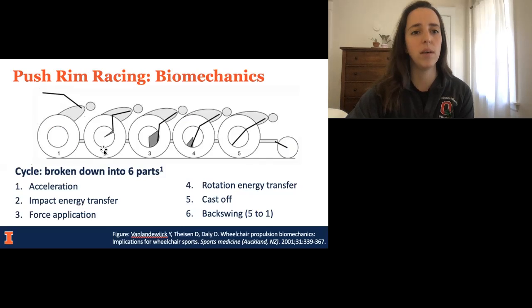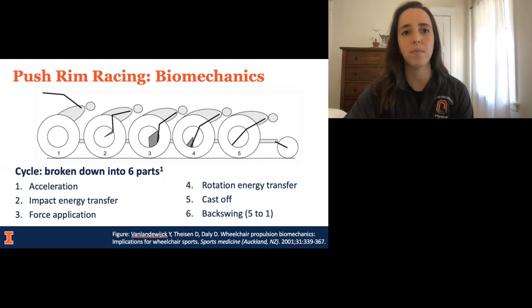And then you go into impact energy transfer, where your hands are hitting the hand ring. And then you go into force application, where you're really putting force through the ring. And then 4 is the rotation energy transfer, so you're really getting that final rotation push into the ring. And then you get cast off, where you're releasing your hands from the ring, and you'll backswing from cast off back to 1, and where you'll start your acceleration.